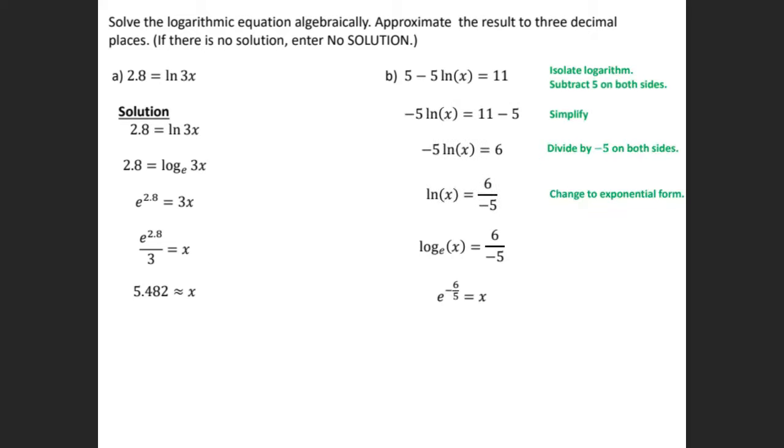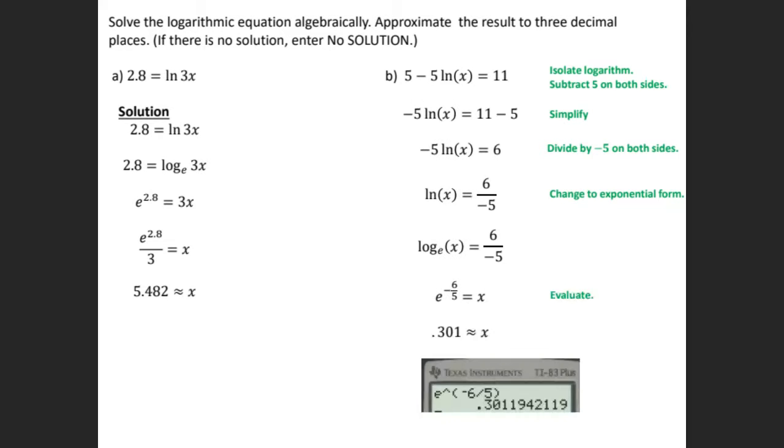Now we can change it to an exponent. So the base is e. My output is 6 over -5, so e to the 6 over -5 equals x. Again, use my calculator, and I'm going to get 0.301.